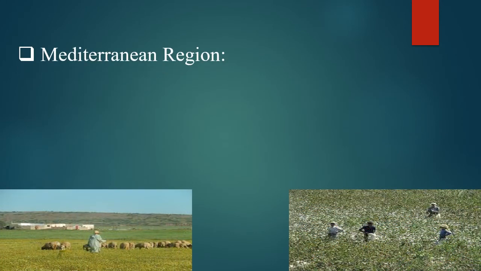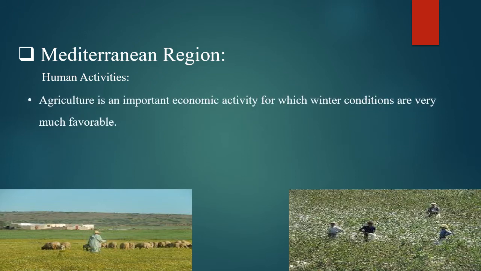If we talk about the human activities of Mediterranean region, it is known in the world for its pleasant and temperate climatic conditions. Because of this attribute, it is also a densely populated region. Agriculture is an important economic activity for which winter conditions are very much favorable. Livestock farming is also an important economic activity. This region is known in the world for the production of wheat, barley, grapes, olives and oranges.